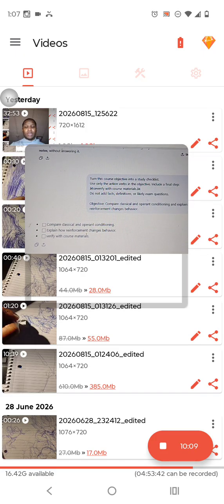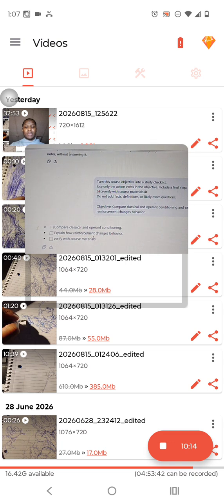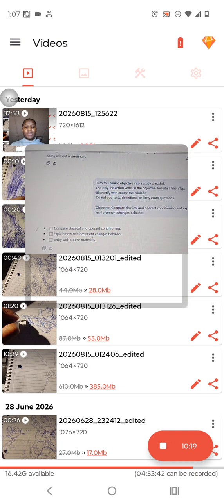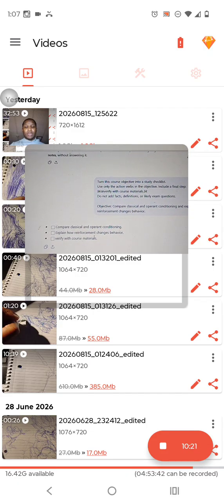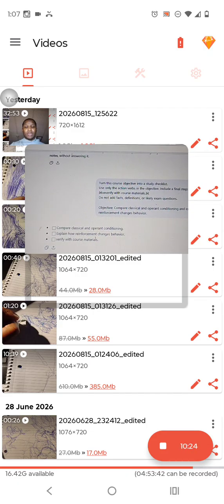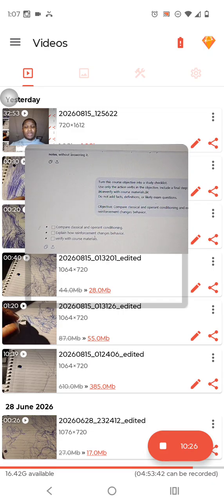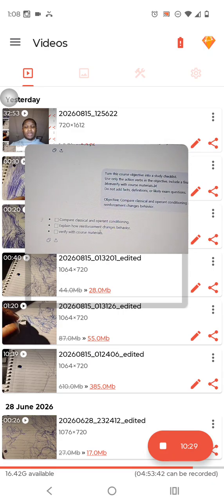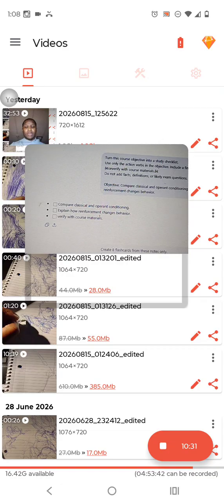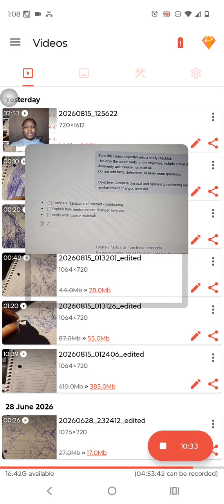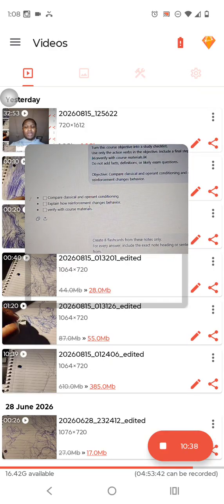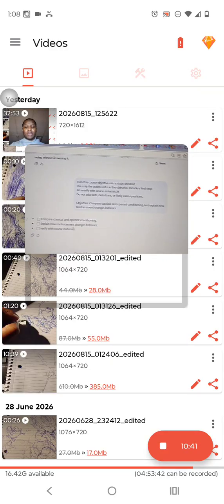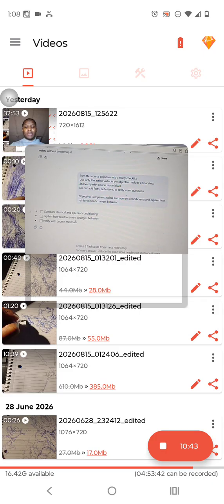Explain how reinforcement changes behavior was the second thing it spoke on. And then verify course materials, that's the final step. That was already said in the instructions, but the things prior to that were the objectives, which were comparing classical and operant conditioning and explaining how reinforcement changes behavior. So you have that in bullet points, basically just organizing some notes, right?